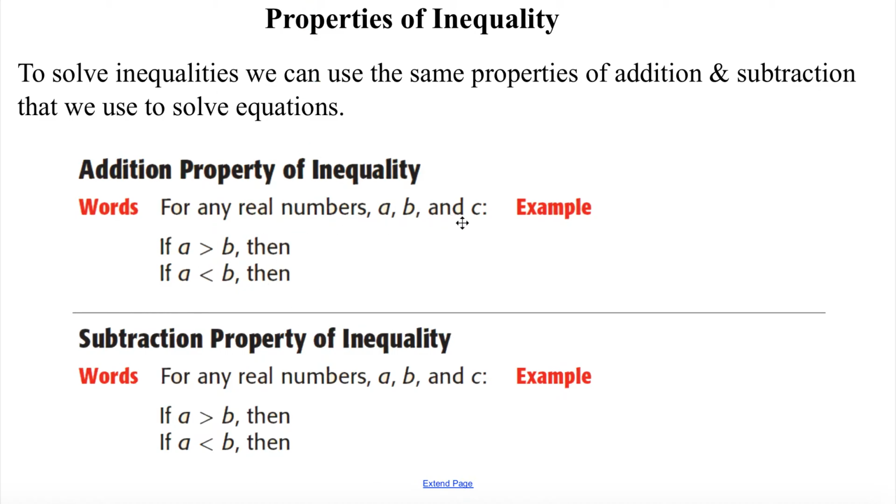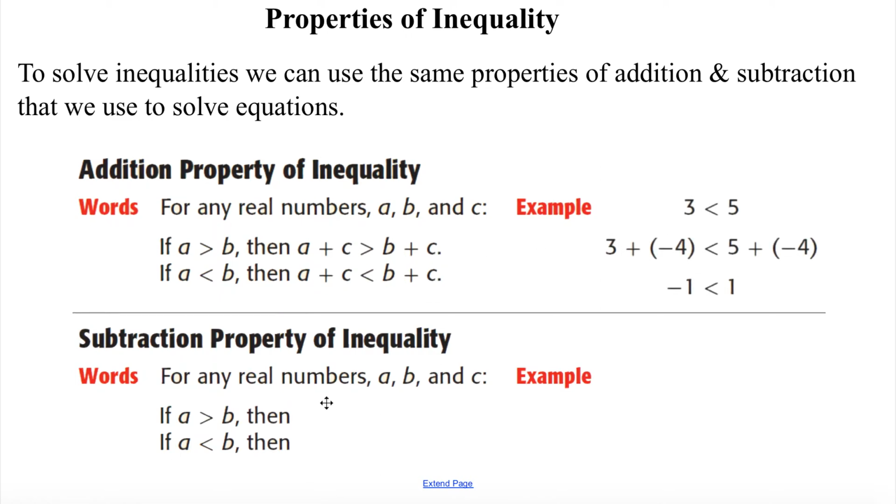If we have any real numbers a, b, and c, and we start off with a being greater than or less than b, then one of the things we can do is add a number to both sides and it maintains our inequality. So if we add a number c to both sides, the inequality still is true. Here's an example. As long as we start with a true statement, 3 is indeed less than 5. And then if we add -4 to both sides, we get -1 being less than 1, which is still a true statement.